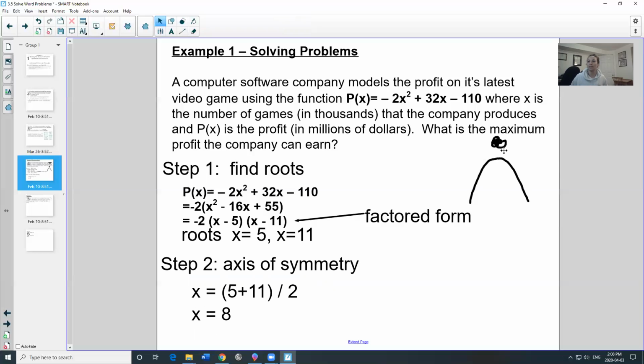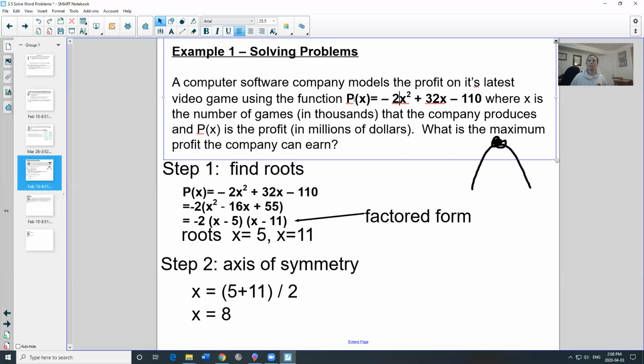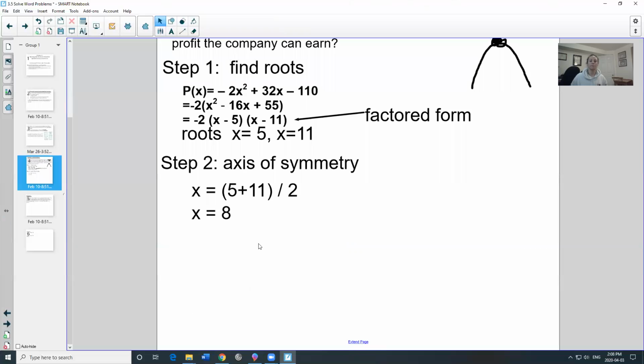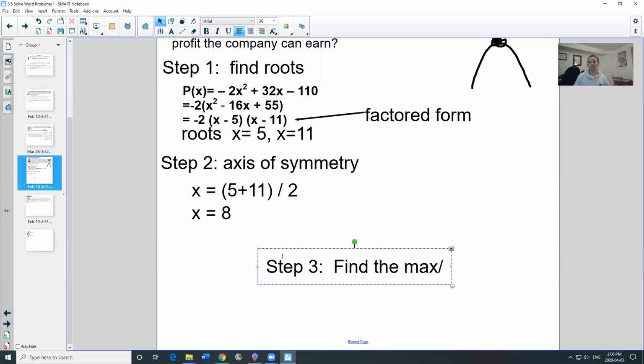That's the imaginary line that cuts right through our parabola. This is the x coordinate of our vertex. If I need to find the maximum or minimum, now I have to take this answer and substitute it back into my equation. I can plug it in here, or I can plug it into the factored form. Just for our purposes, I'm going to use this original equation up at the top. Let me just copy that. So step 3, we are going to find the max. In our case, it's a maximum, but depending on how your parabola looks, it could be a minimum.